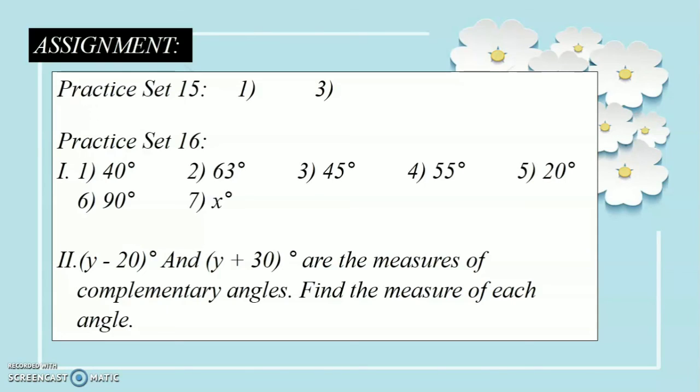So, students, now based on all three concepts, I want you all to solve practice set 15, first and third question, practice set 16, question 1, all the 7 sums, and question 2, where y minus 20 degrees and y plus 30 degrees are the measures of complementary angles. We have to find the measure of each angle. And in question 1, we are given the degrees of one angle. We have to find the degrees of the other angle.